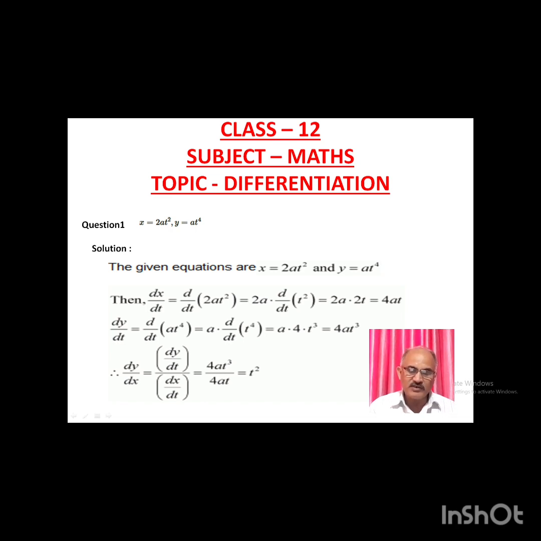Then you get dy upon dx using the chain rule, dy upon dt divided by dx upon dt, or we can write it as dy upon dt multiplied by dt upon dx. So therefore dy upon dx is equal to 4at to the power 3 upon 4at, which is equal to t square. So t square is the first order derivative of the given function.